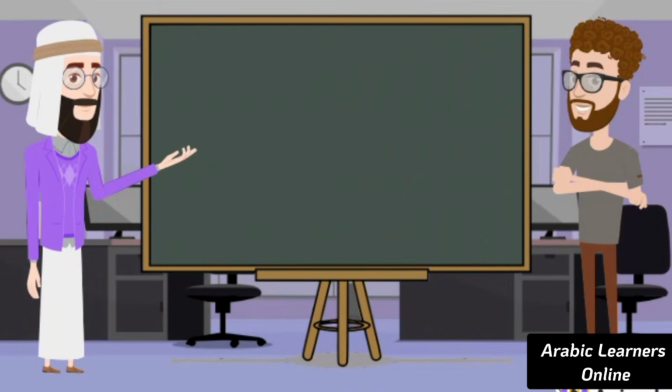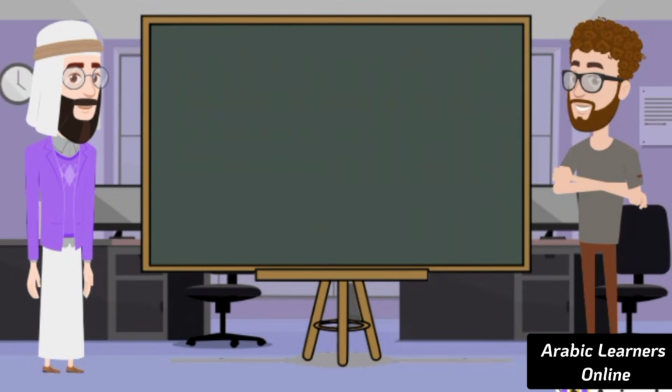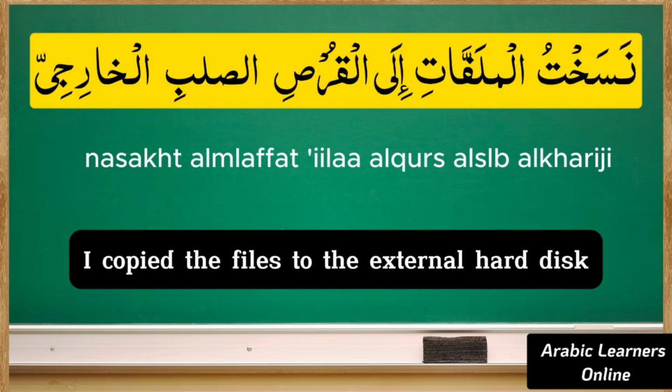The verb here is نسخ ينسخ, which means to copy or duplicate data. Your sentence: نسخت الملفات إلى القرص الصلب الخارجي. In English, I copied the files to the external hard disk. Say it with me. نسخت الملفات إلى القرص الصلب الخارجي. Breakdown: نسخت, I copied. الملفات, the files. إلى القرص, to the disk. الصلب الخارجي, the hard external.